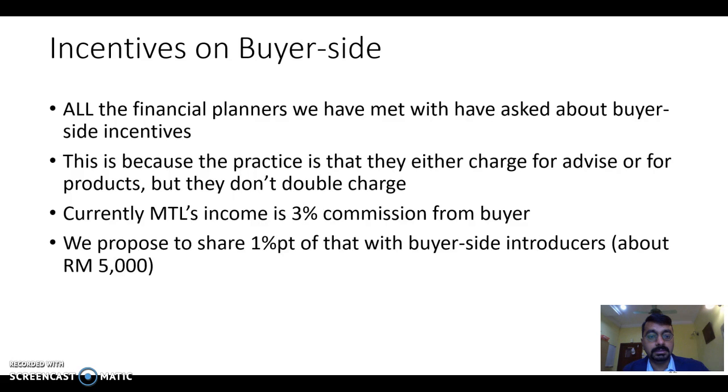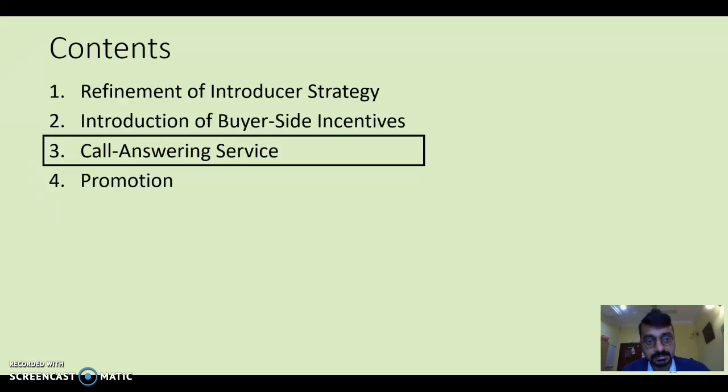So they all asked about buyer side incentives, because right now we don't have any incentives for the buyers. We only give a 1% incentive to the seller. So what we propose to do is to share 1 percentage point of our 3% commission with the buyer side introducers, which works out to be about 5,000 ringgit. So this is something we can discuss.